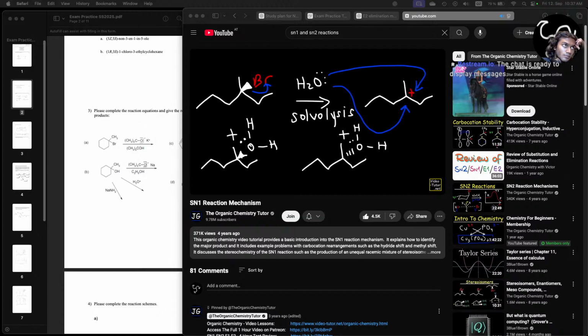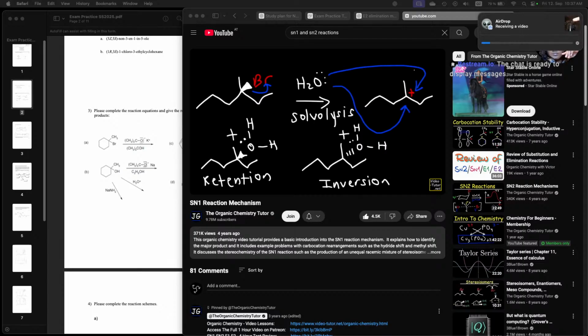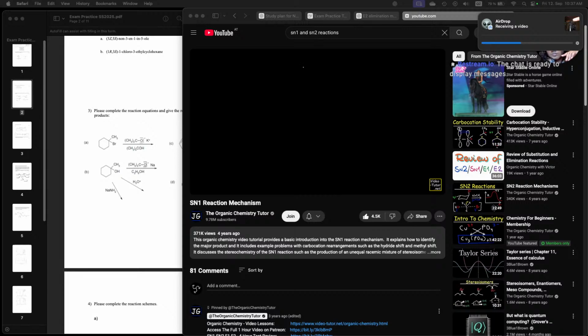Now, these 2 products are not equal. This one is the retention product, because as you can see, it's on the wedge as the alkyl halide. The other one is called the inverted product. So inversion occurred for this one. To get the inverted product, it has to attack from the back. To get the retention product, that means it attacked from the front. And now let's talk about this.